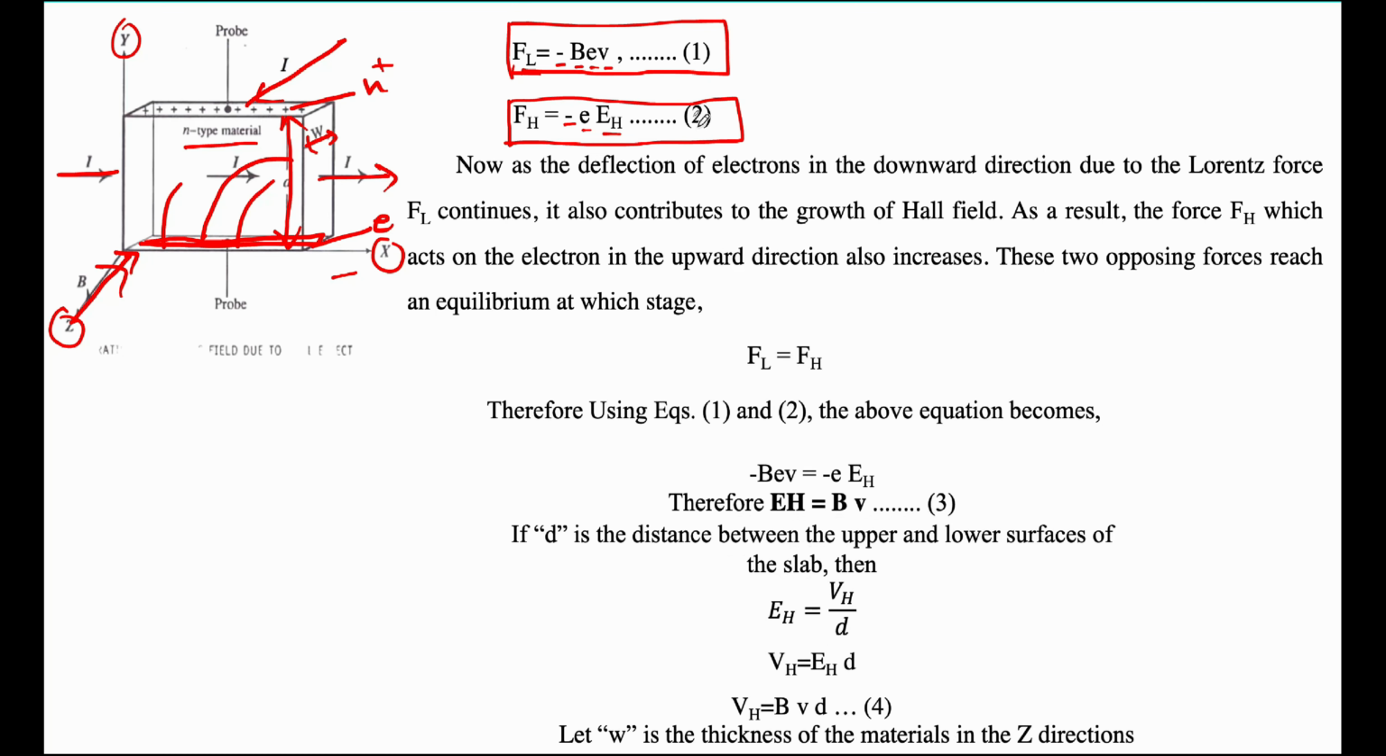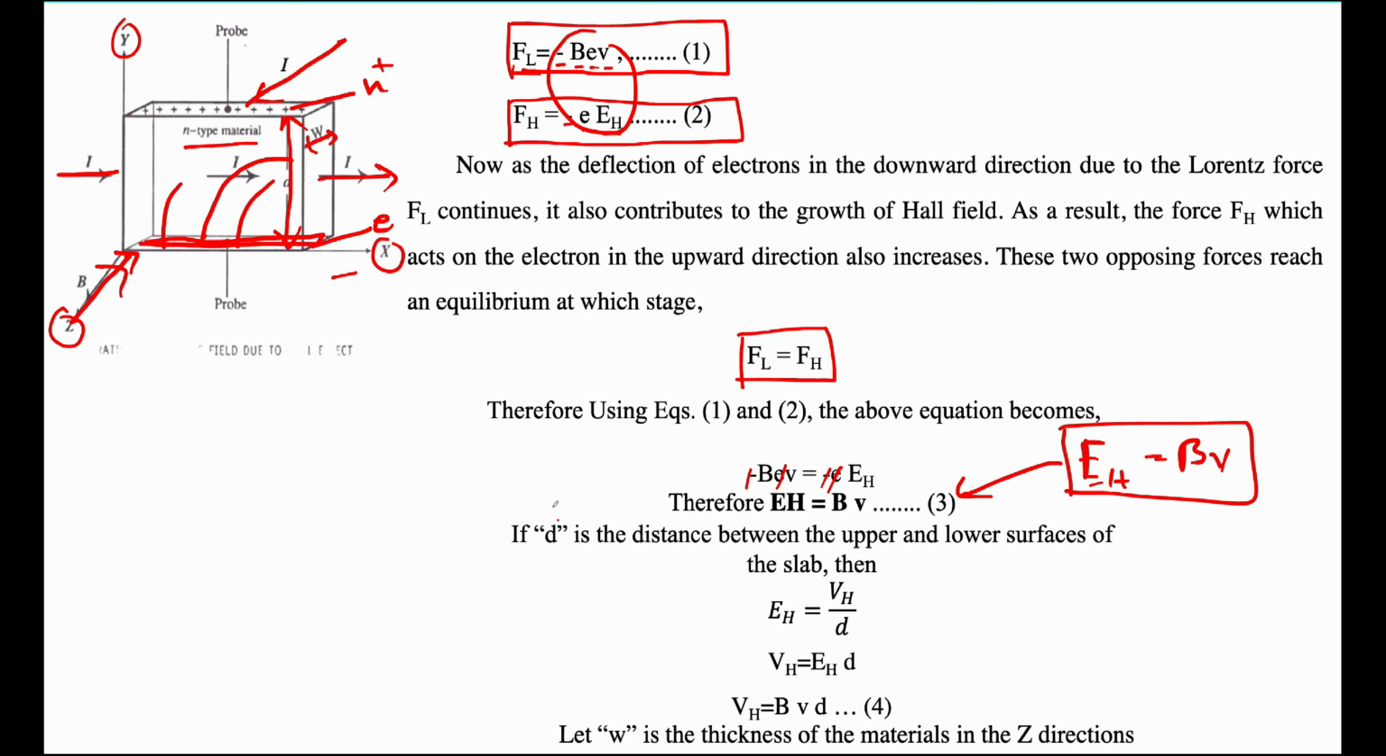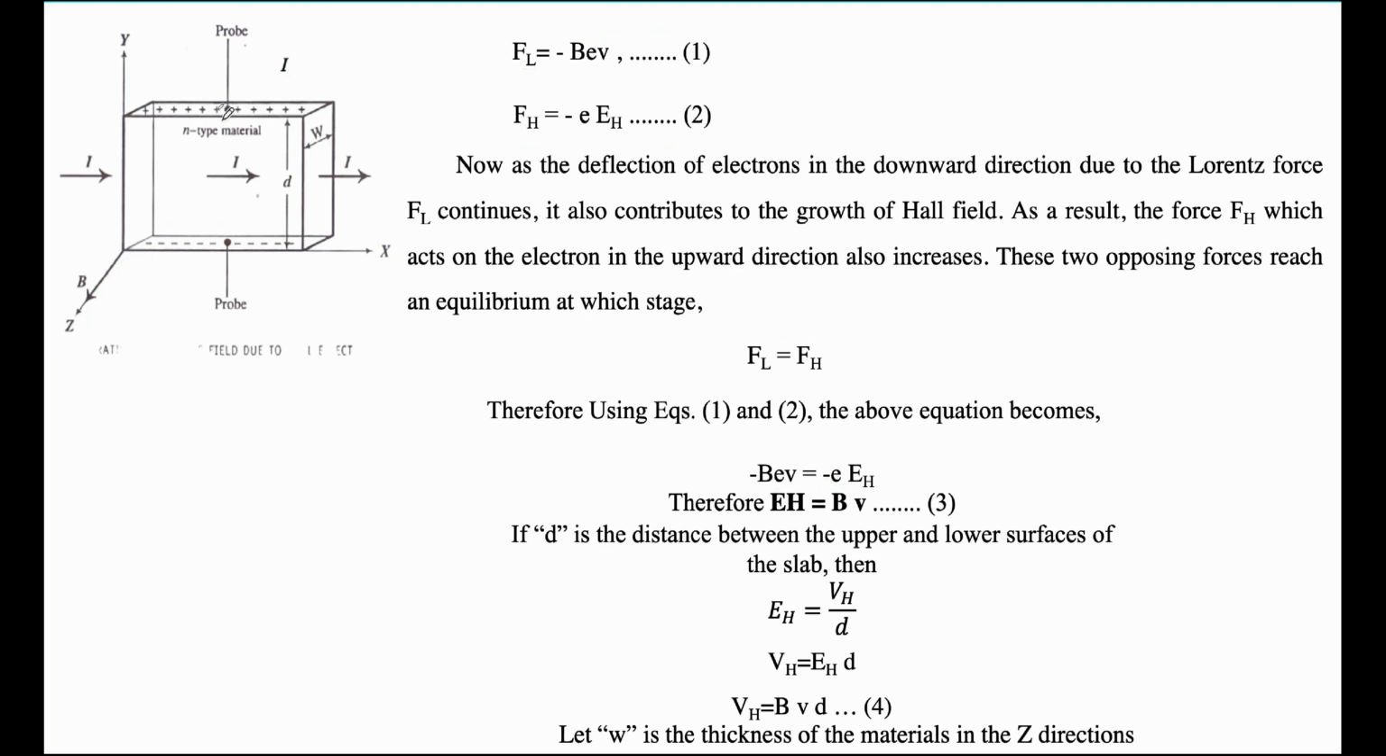Now here we know that FL is equal to FH, so we can write these two equations like this, and here minus e and minus e will be cancelled out. So EH is equal to magnetic field into velocity of the electron. Take it as equation number 3 here. Now D is the distance between these two plates.